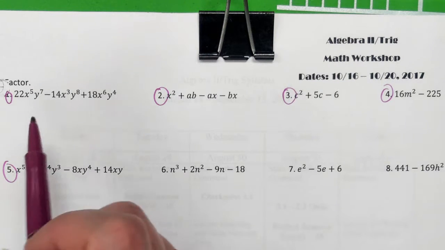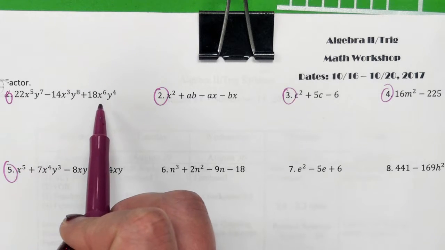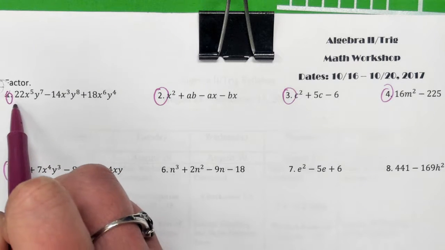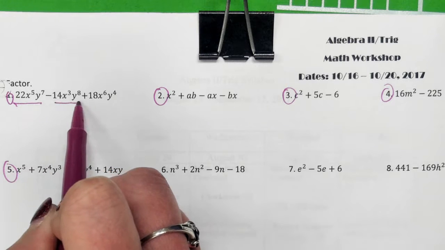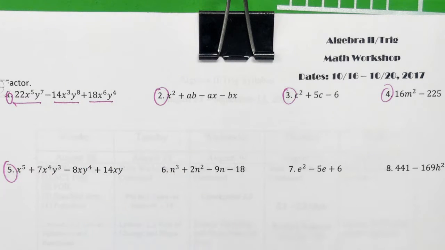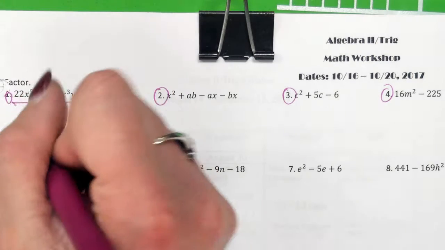All right, how many terms does this first one have? 3, right? It's got 3 terms. One here, and one there. You have 22, 14, and 18. What number goes into all 3 of them? 22, 14, and 18. 7 then going to 22 or 18? 2. There you go.